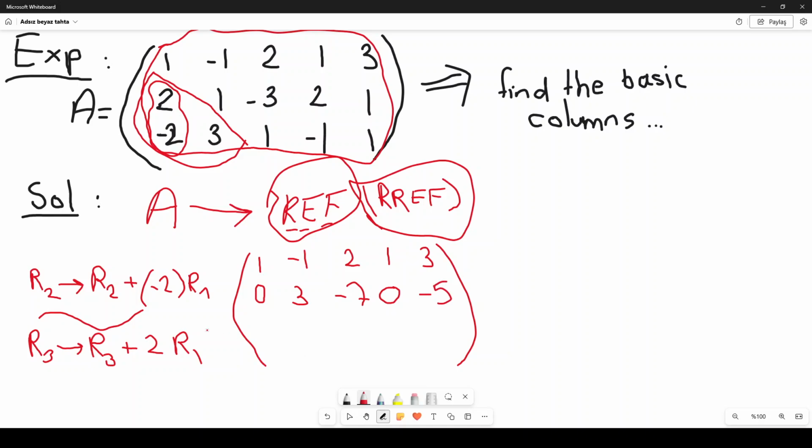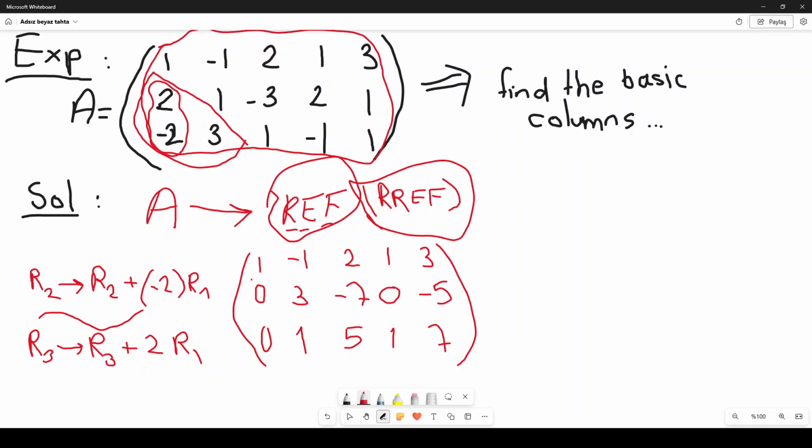And for the third row, okay, here is 0, and here is 1, here is 5, and here is 1, and here is 7.